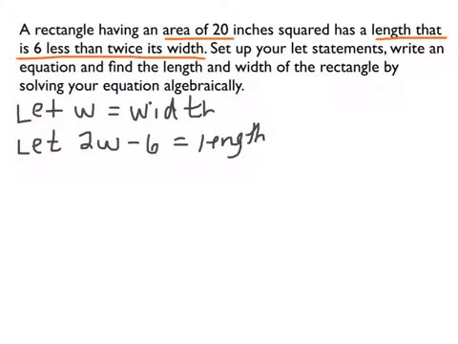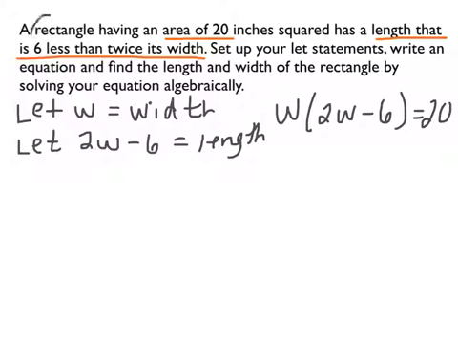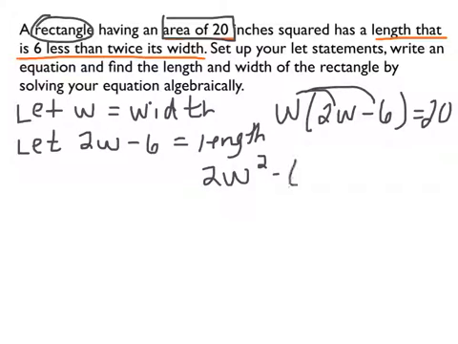So my equation that I'm going to set up is going to be W times 2W minus 6 equals 20. Because the shape is a rectangle, and it says the area, I know the area formula of a rectangle is length times width. So I have W times 2W minus 6 equals 20. Then I'm going to distribute the W in. We have 2W squared minus 6W equals 20. I want to have equals 0 on this side, so I'm going to take this 20 and move it over to the left. I'm going to do minus 20 on both sides.